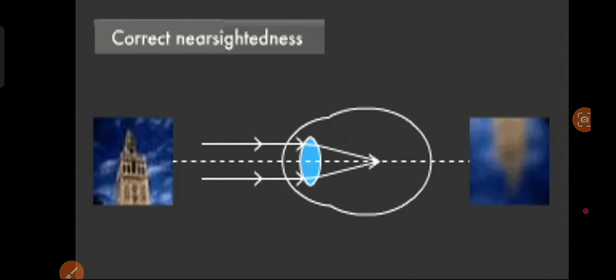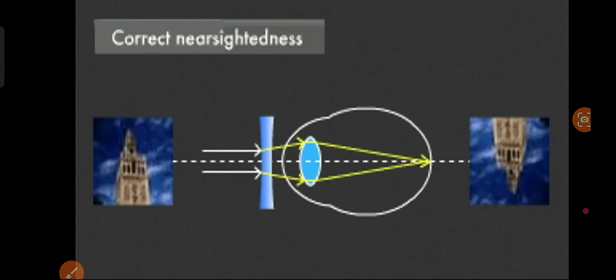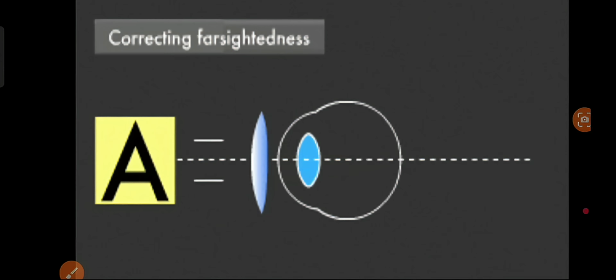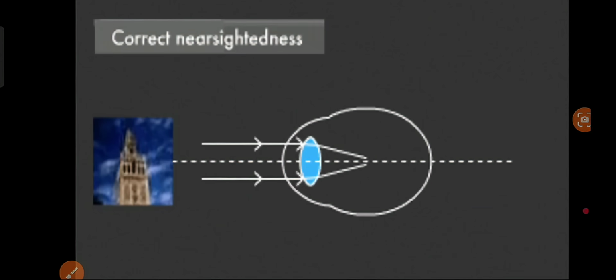Here you can see, if the object is kept at a certain distance, the image is not forming on the retina, thereby we are not getting the image. Okay, we can see in detail.